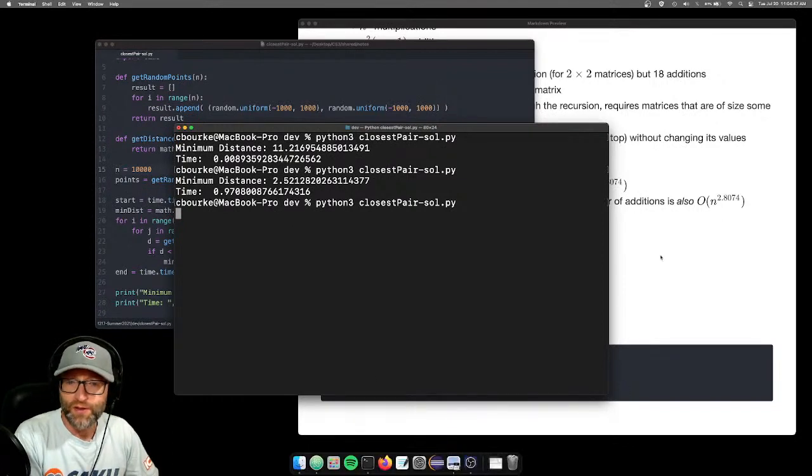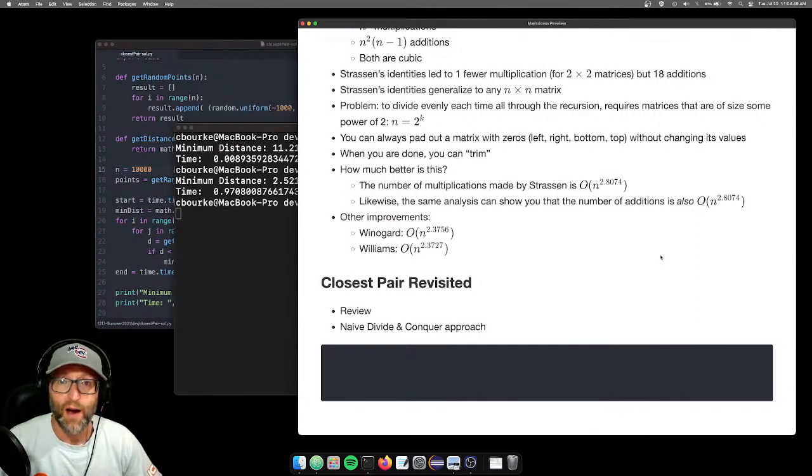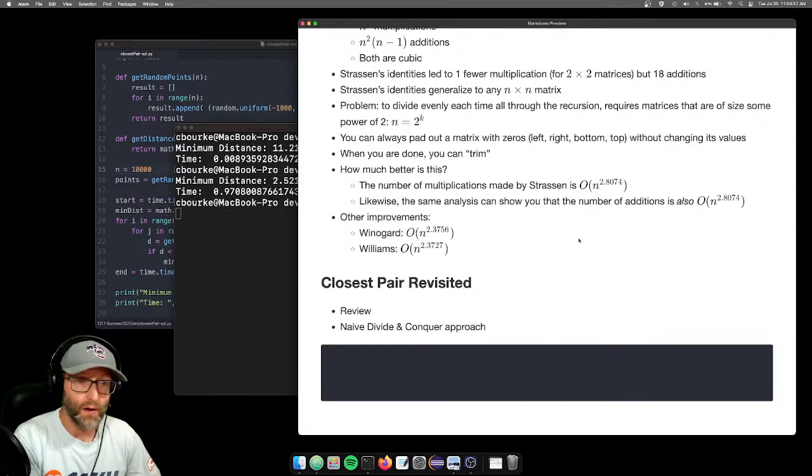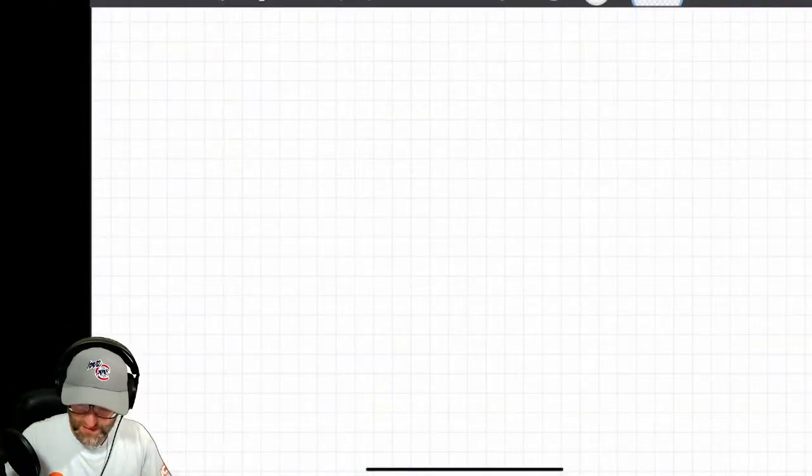What I want to do instead is look at a divide and conquer kind of approach to this. We're going to start out with a naive way of looking at it, even with that divide and conquer. That still hasn't run yet, so let's go ahead and transition over here. We'll come back to that and see how long it took.